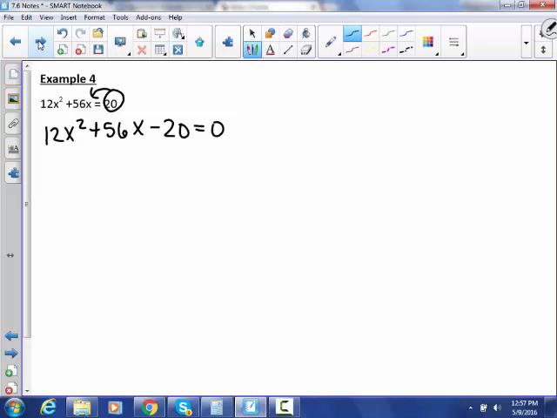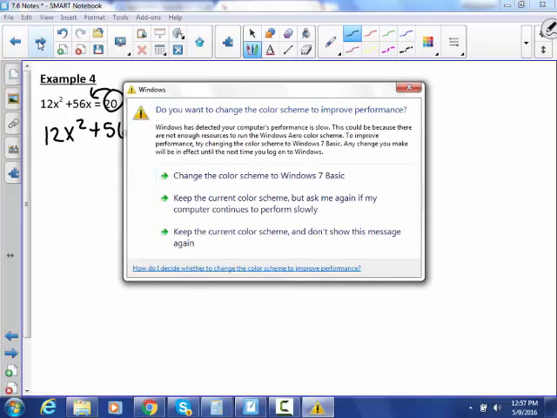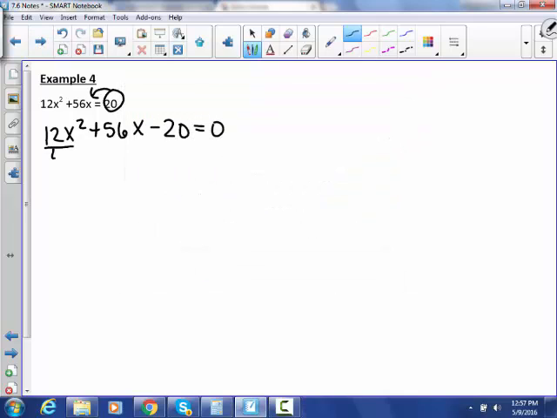Okay, it won't divide by 12. But 12 times 20 is pretty big, right? So if I could make it smaller, that would be helpful. So since I can't divide by 12, let's see if I can divide by something else to make it smaller. 4. 4 will work. I don't know why that keeps coming up. Okay, so divide by 4. So we've got a 4 out in front. And this becomes 3x squared. This becomes 14x. And that becomes negative 5.